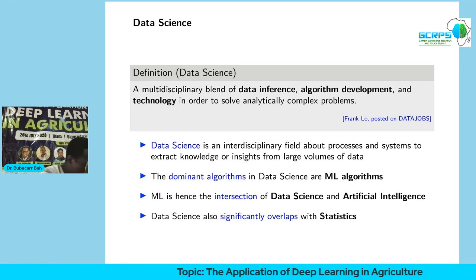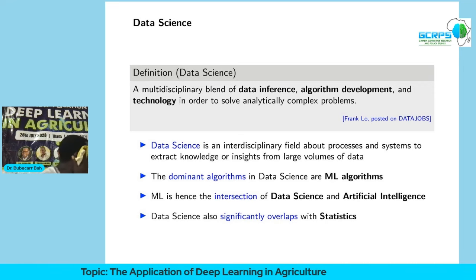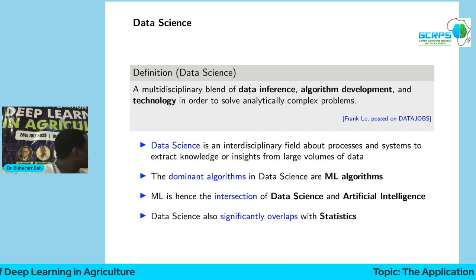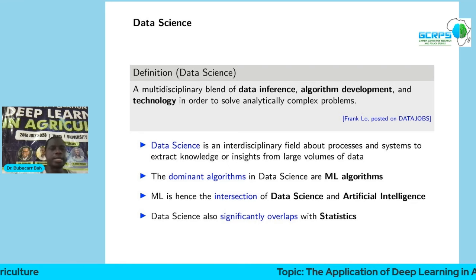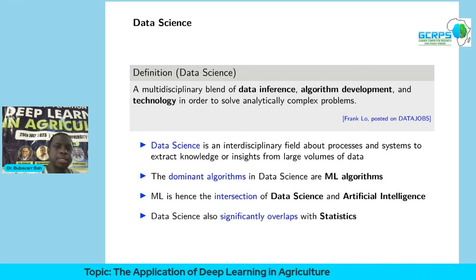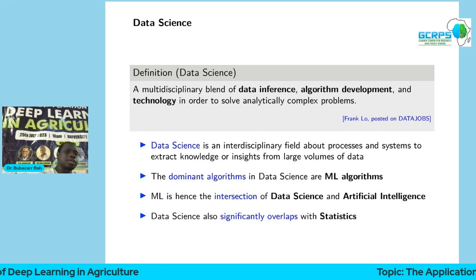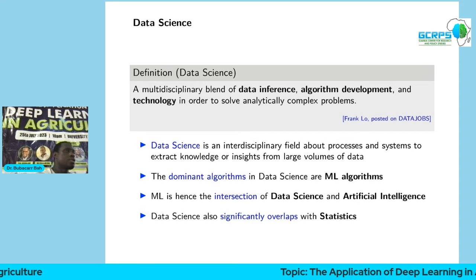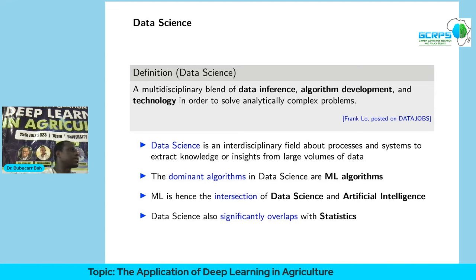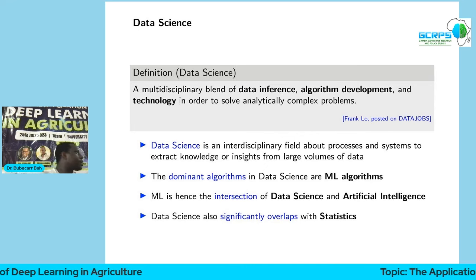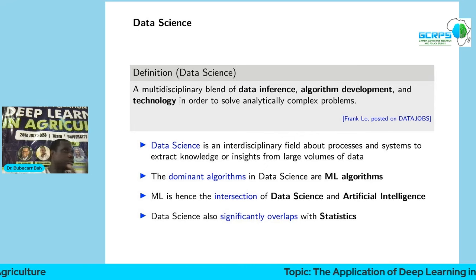But what is data science? Where is data science in all this I'm talking about? Data science is a multidisciplinary blend of data inference, algorithm development, and technology in order to solve analytically complex problems. If you're coming from statistics, a lot of the things we do in statistics are about inference, right? We try to infer something from the data that we have, okay? Inference is also done in data science.